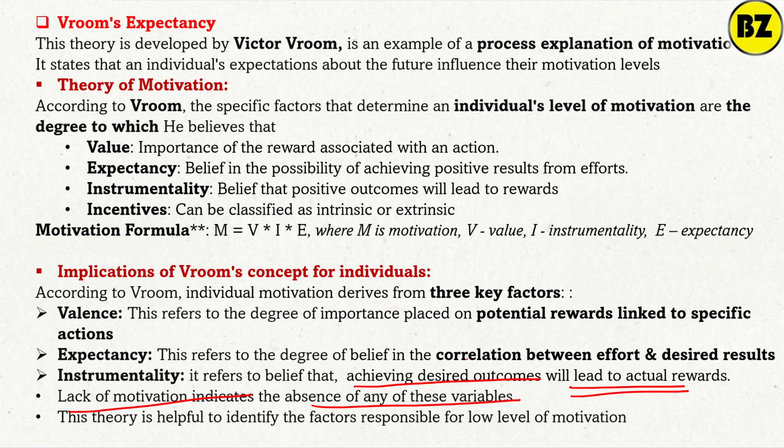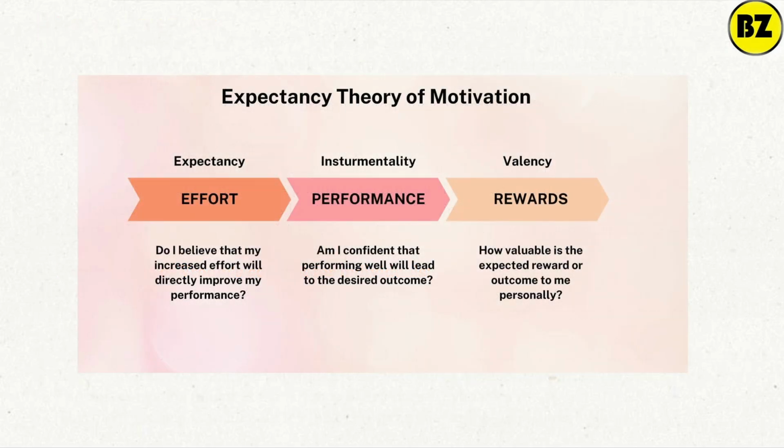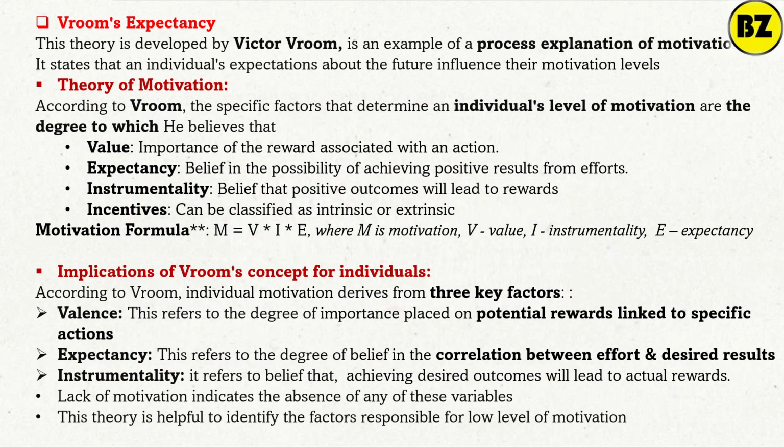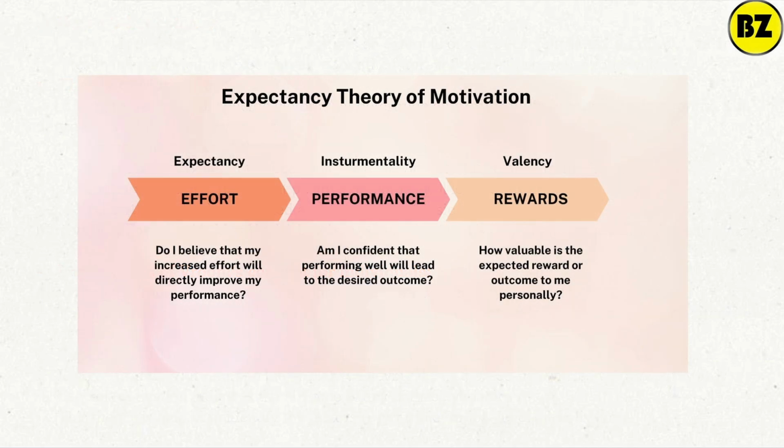So this theory is helpful to identify the factors which are responsible for the low level of motivation. If you are missing anything, for example, valence, expectancy or the instrumentality, then I can say you are having a lack of motivation, right? So remember, the presence of valence, expectancy and the instrumentality will lead to a high level of motivation. Okay, so remember the meaning of each characteristic here: valence, expectancy and the instrumentality.